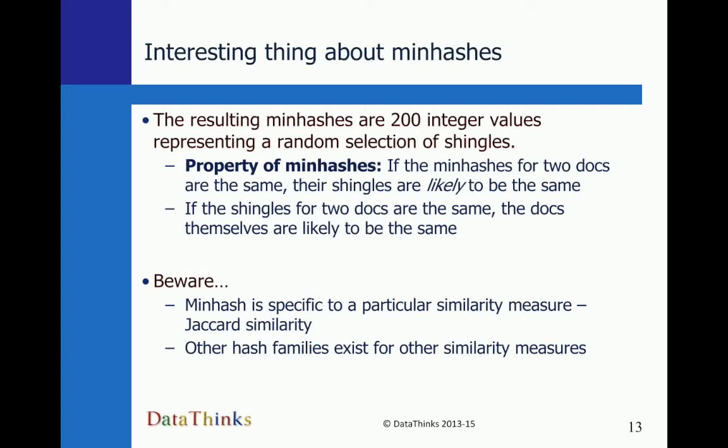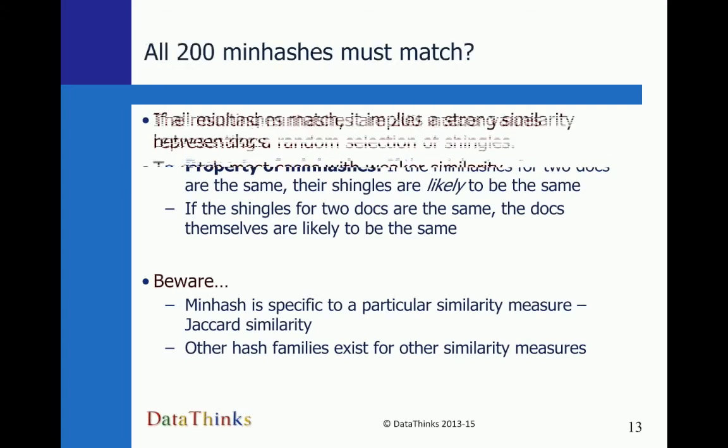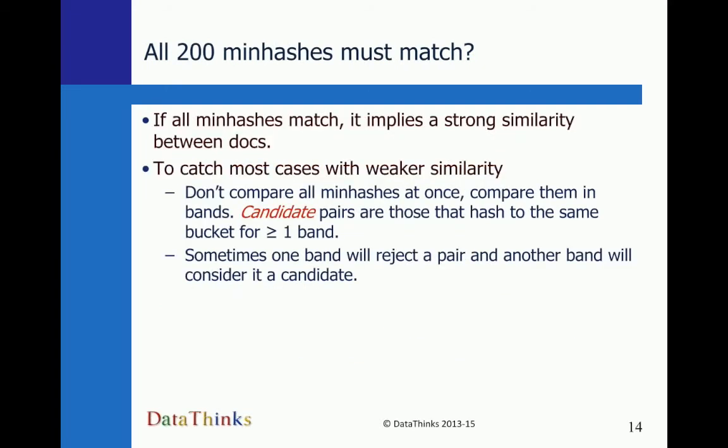One caveat: MinHash is specific to a particular similarity measure called Jaccard similarity. There are other hash families that exist for other similarity measures, and it really depends on the kind of documents that you're going to be searching. For example, if you were trying to find duplicate images, you would want to use a different similarity measure because the metric space may be different. So the property of your documents makes a big difference. But for strings, MinHash and Jaccard similarity work quite well.